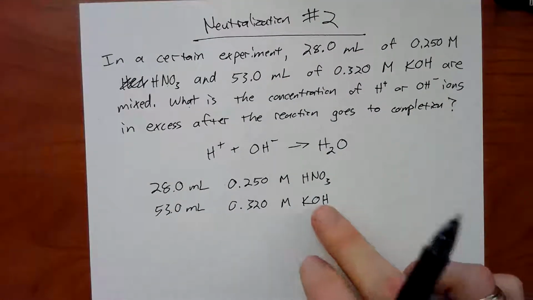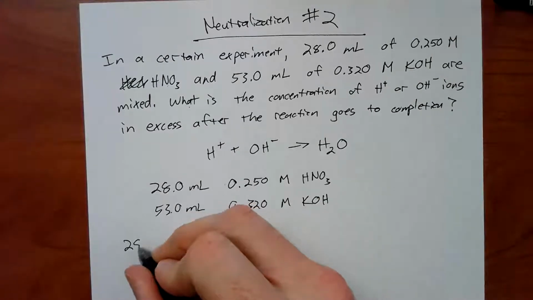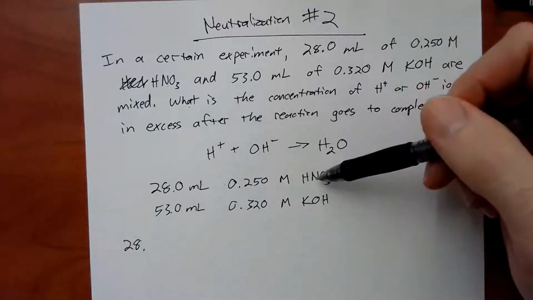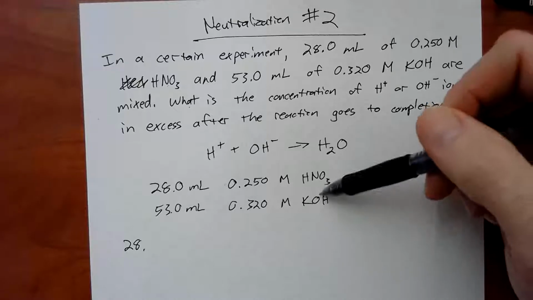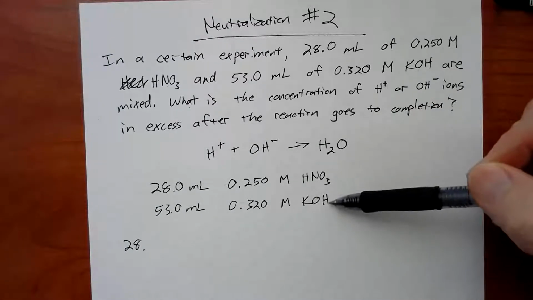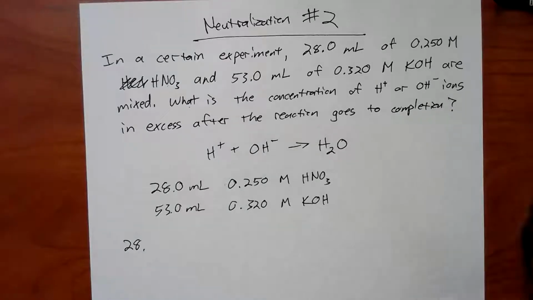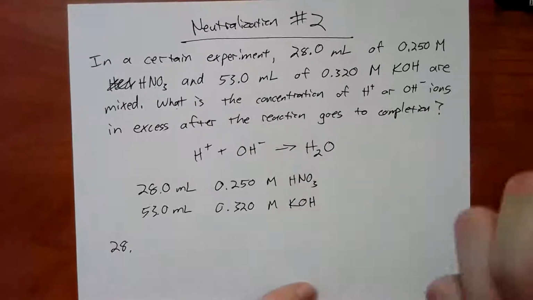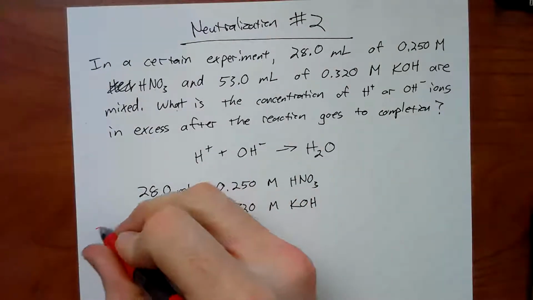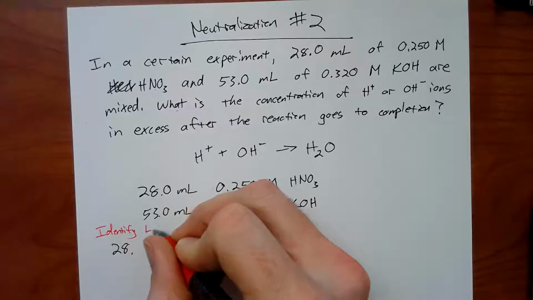Alright, so for the first part, I want to find out the number of moles, because these two are going to neutralize each other. We're going to run out of one before we run out of the other. So we need to first identify the limiting reactant.